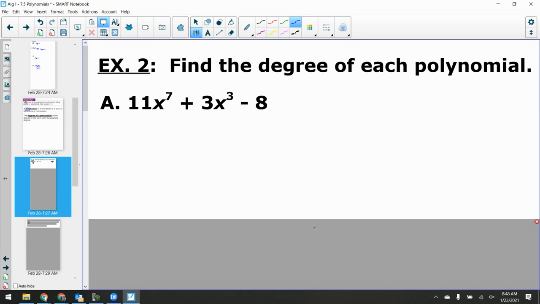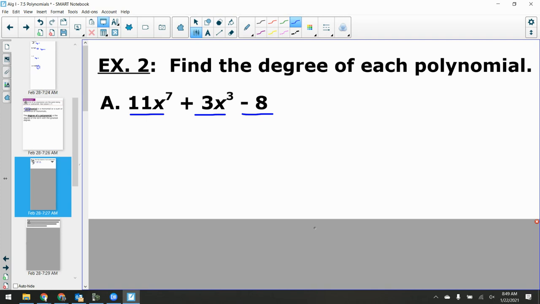Find the degree of each polynomial. Okay. So do you see how this is three separate terms? Yeah, we see how this is three separate terms. Go ahead and underline for yourselves the three separate terms on your page. 1, 2, 3 separate terms, all separated by addition and subtraction signs.